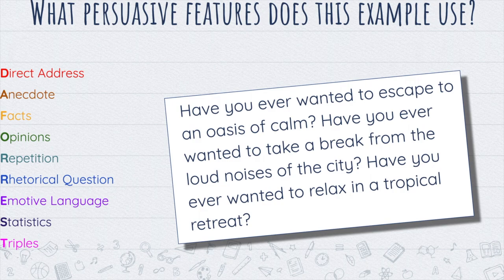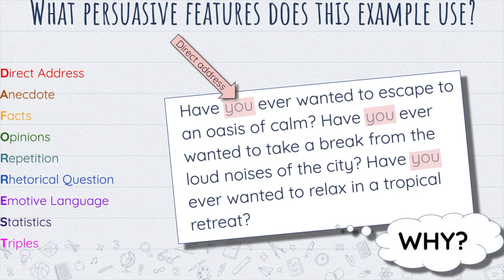Okay, so hopefully you had a pause there and had a little go. So let's just go through what this example has got. So first of all, we've got some direct address here. And we can see that in the words you. There we go, there they are. Okay, and what I want you to get into the habit of asking yourself when you're looking at a piece of persuasive writing is why. So what have those techniques actually done? Why have they been put there?